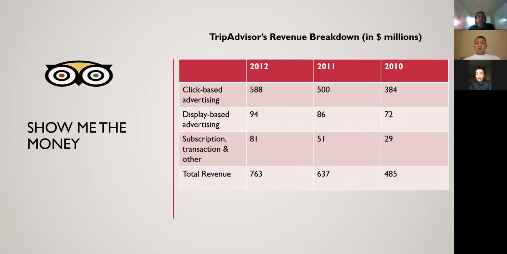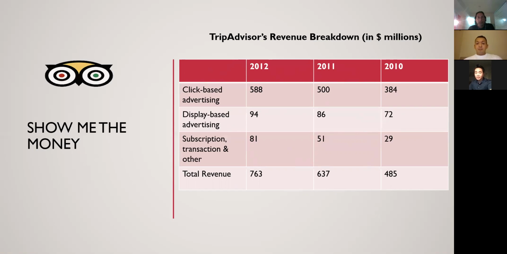So in 2010, click-based advertising was $384 million. Display-based advertising generated $72 million. Subscription, transaction, and other revenue sources made about $29 million. So total revenue for 2010 was $485 million.